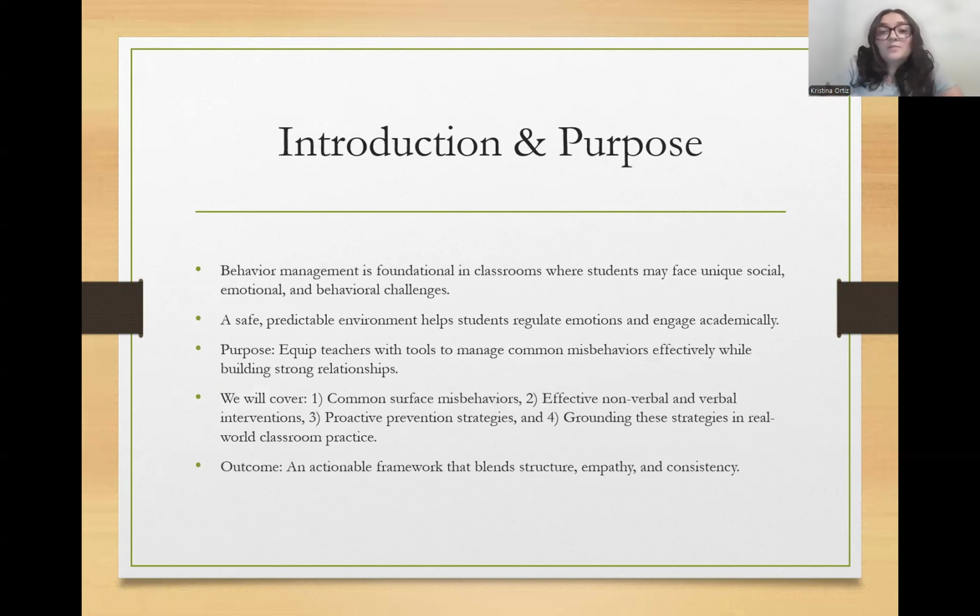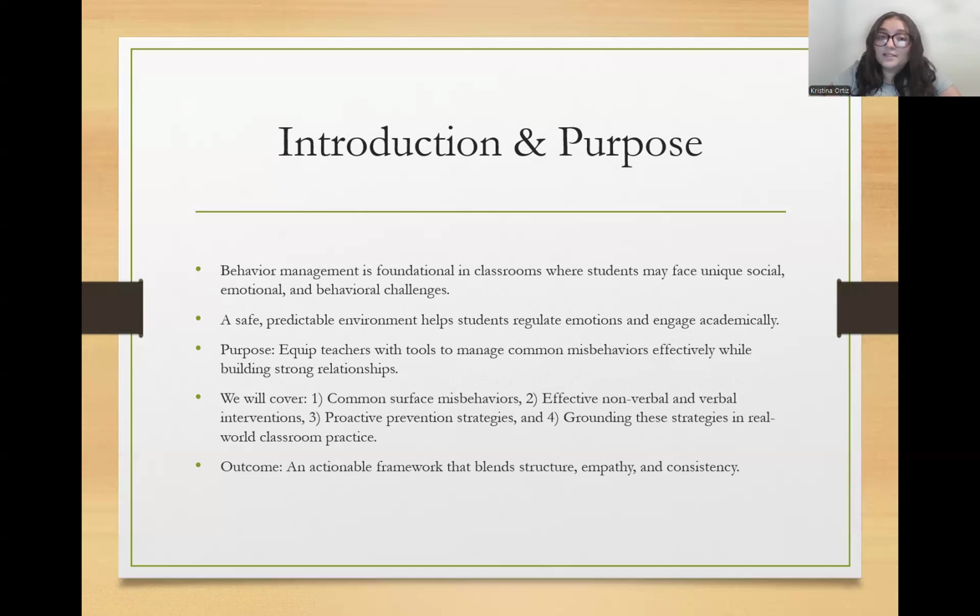So, introduction and purpose. Behavior management is fundamental in classrooms where students may face unique social, emotional, and behavior challenges. I see this a lot in my classroom. I teach ninth and 10th grade emotional support, and a lot of my students deal with social, emotional behavior challenges, not just in the classroom, but at home as well. So, a safe, predictable environment helps students regulate emotions and engage academically.